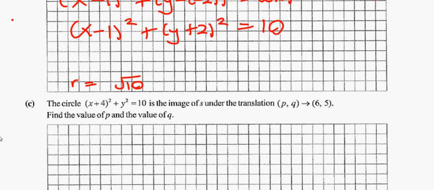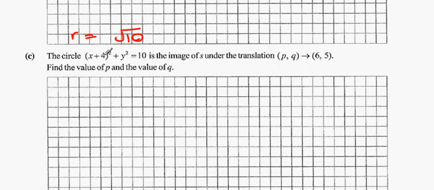Now, the circle (x + 4)² + y² = 10 is the image of S under the translation PQ goes to (6, 5). Find the value of P and the value of Q. So what I'm going to do is draw out both circles.